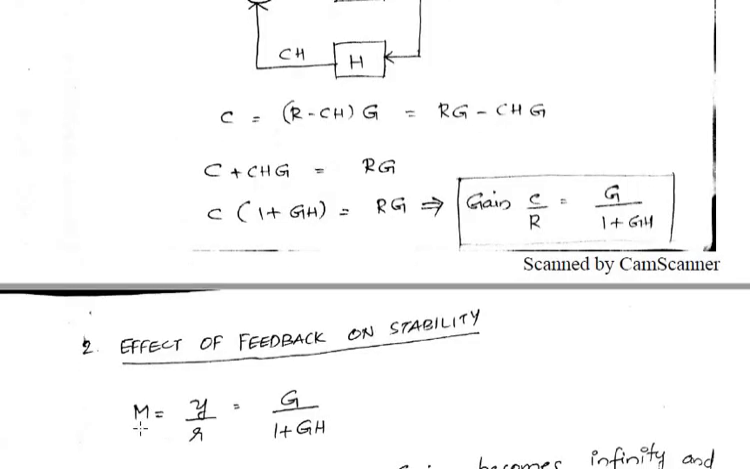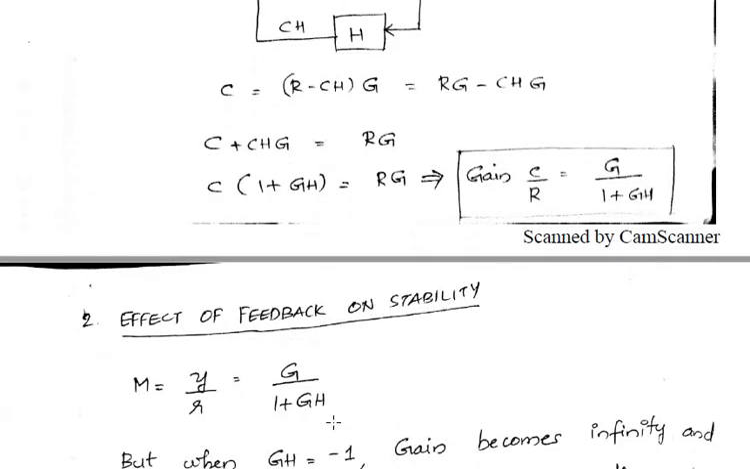So we already saw that the overall transfer function is G by 1 plus GH for the above system. But what will happen if GH is equal to minus 1? If this G into H is equal to minus 1, then this will become G by 1 plus minus 1. So here the denominator we have 1 minus 1, 0, and gain becomes infinity. If gain becomes infinity, then that particular system will become unstable.